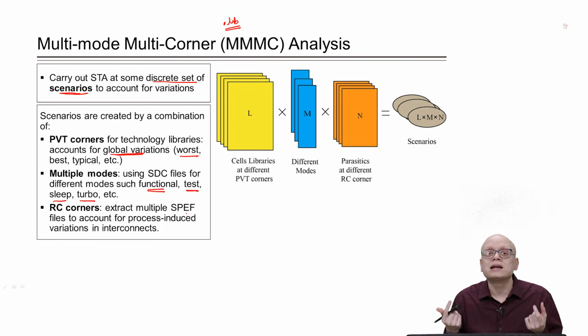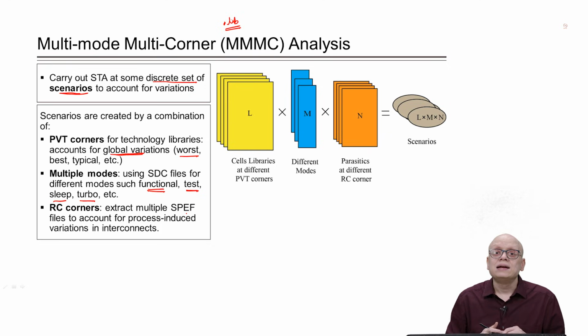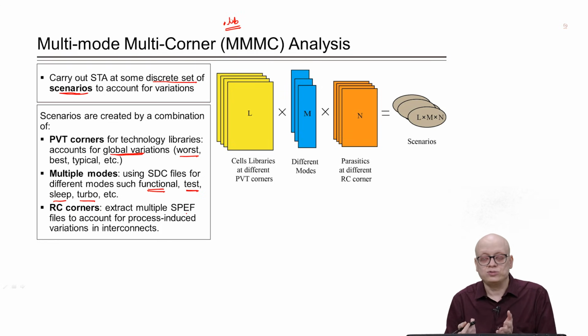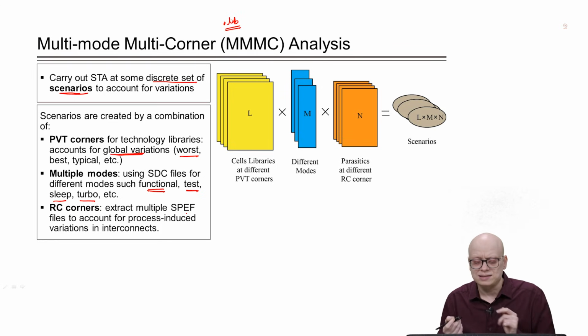For example, there can be a parasitic in a SPEF file for the minimum capacitance case, and another for the maximum capacitance case, and so on, right. So, using these three things, the PVT corners, multiple modes and RC corners, we derive scenarios. How do we derive it? Let us take an example.